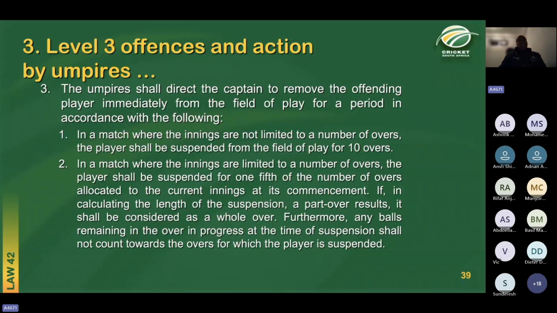So if we're playing a T20 match, then that player will be suspended from the field of play for 4 overs, because 4 overs is 1/5 of a T20 innings. If we're playing a 50 over per side match and a level 3 offense is committed, then that player will be suspended from the field of play for 10 overs, because 10 overs is 1/5 of 50 overs. If we're playing a T10 match, then that player will be suspended for 2 overs, because 2 overs is 1/5 of 10 overs.